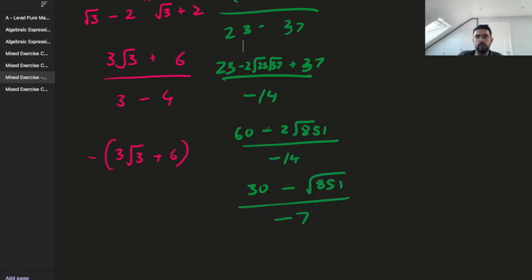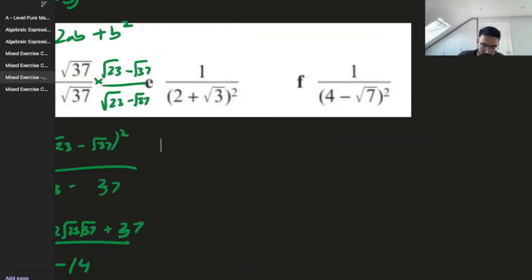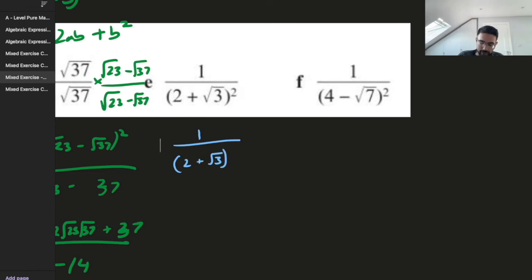Okay, let's move on to part E. So here we've got a little bit of a trick question. All we need to do is multiply out the denominator. So I'm going to write this as 2 plus root 3. Okay, and what we do for this is we simply expand all of this out first.